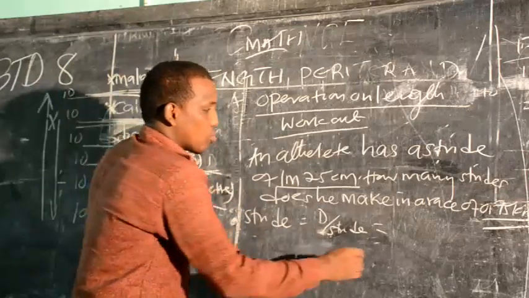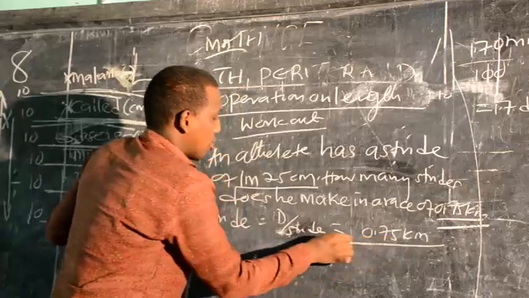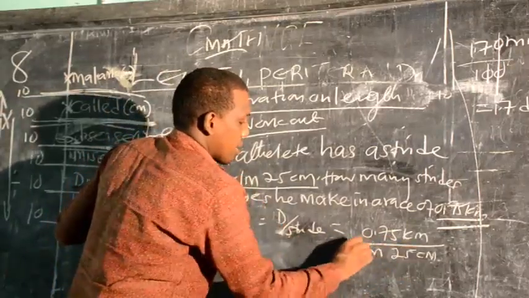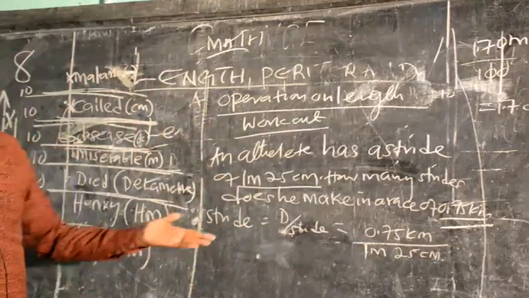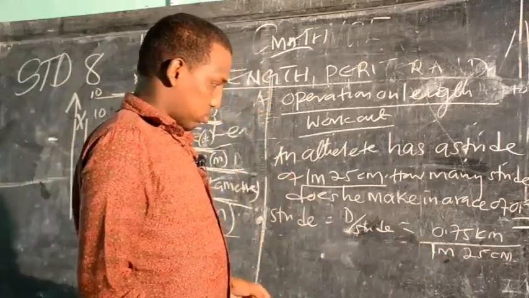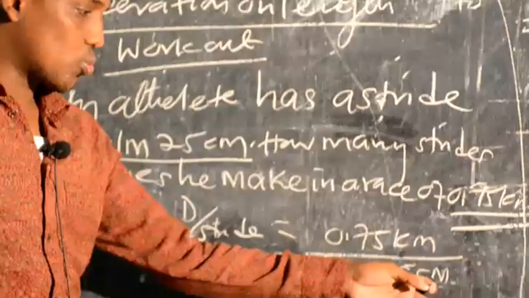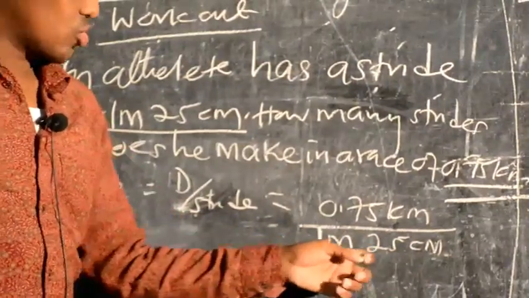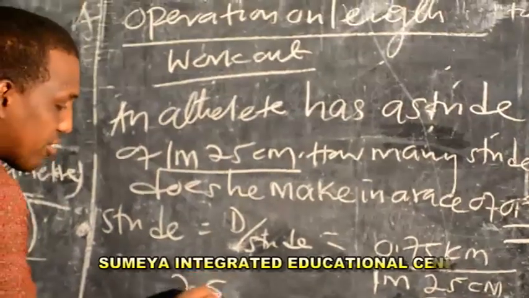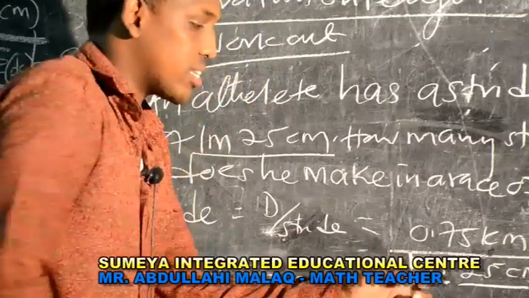So we divide now. 0.75 kilometer over 1 meter 25 centimeter. How do we divide this one? This one is in kilometer, this one is in meter, and this one is in centimeter. What we do now, we change everything into meters. Let us change this one to centimeter now so that it resembles this one. 25 centimeter, we change to meters.